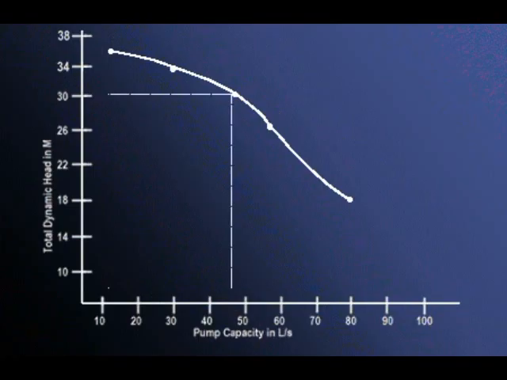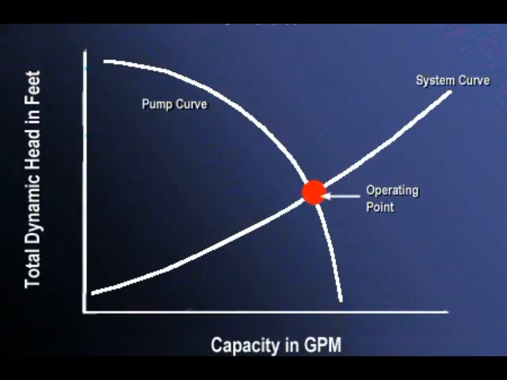In metric units, the same pump curve would look like this. From the curve, we can see that when the total dynamic head is 30.5 meters, the capacity of the pump will be 47 liters per second. In order to select the correct pump for a specific application, for example, a return sludge pump, a system curve is drawn and added to the pump curve chart. The intersection point of these two lines is called the operating point for the return sludge pump in this example.